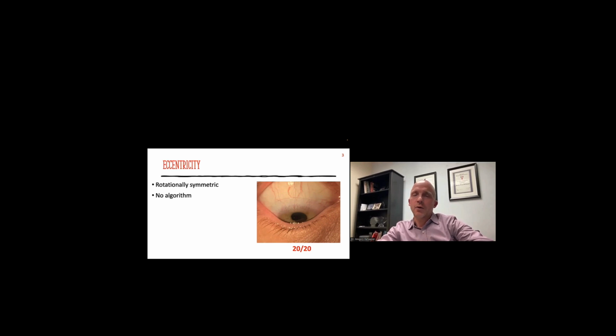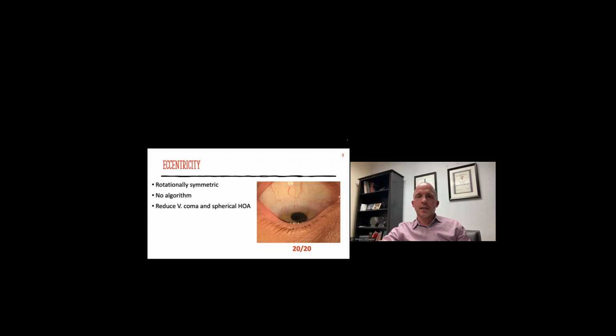Unfortunately, there's no algorithm to know how much eccentricity. So what I would advise you to do is work with the lab that you use, and they can help you along in this process. But sometimes, at least right now, it's a little bit of an estimated guess in how much you add.